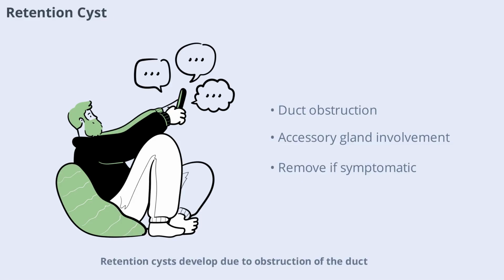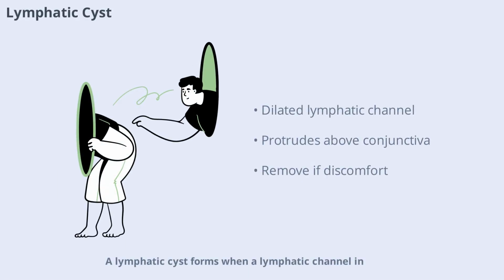Retention cysts develop due to obstruction of the duct of an accessory lacrimal gland or a mucus gland. These cysts should be removed if they cause discomfort, as they can interfere with normal eye function and comfort. A lymphatic cyst forms when a lymphatic channel in the conjunctiva becomes abnormally dilated and protrudes above the surface. These cysts are lined with endothelium and should be removed if they cause discomfort or visual disturbance.